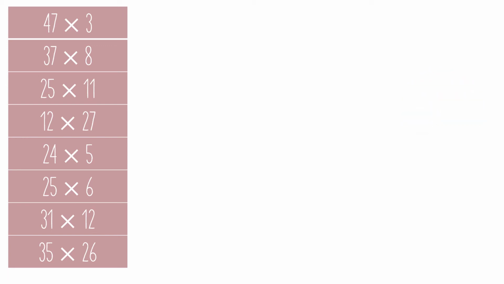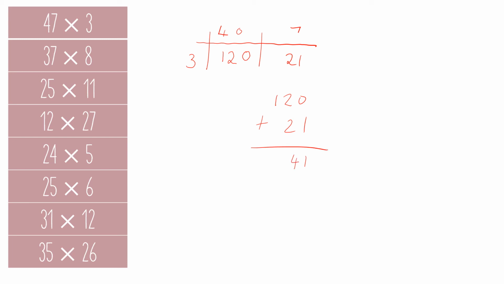Okay, so I'm going to do the first one with you, which is 47 times 3. So I'm going to split it, 47, 3. You can tell I don't have a ruler. I'm going to redraw that line because that's going to annoy me. That's a bit better. Okay, so bring our 0 down. 4 times 3 is 12. 3 times 7, 21. Add those together to give us 141.